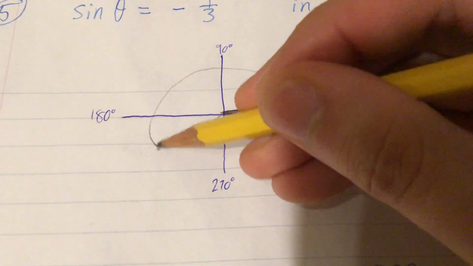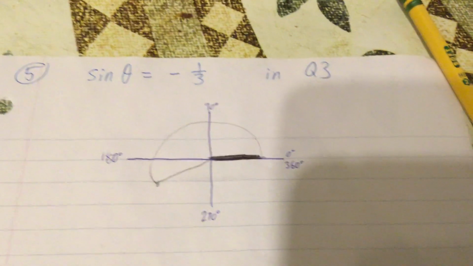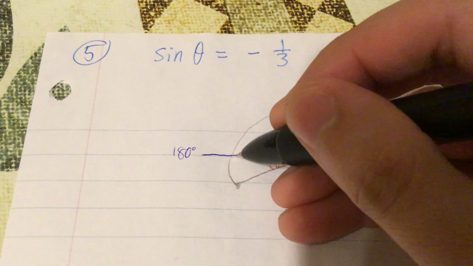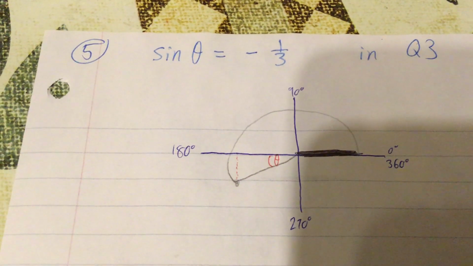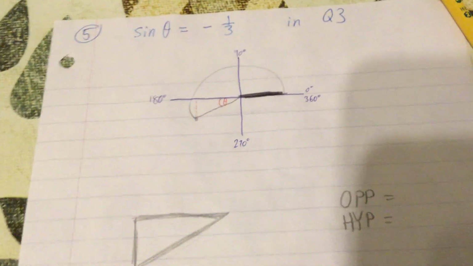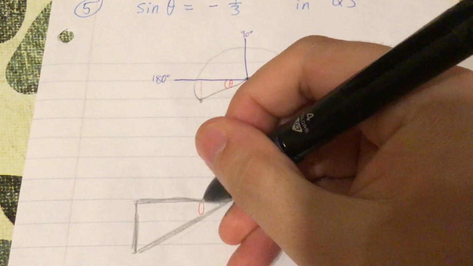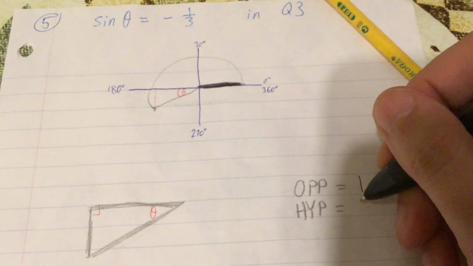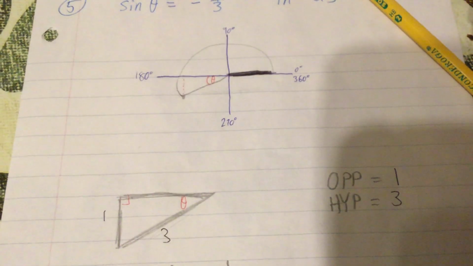Okay. Past 180, below 270. Considering that the terminal point needs to form an angle with the x-axis, I'm going to form my angle theta right there, and that forms my right angle with the x-axis. Sine is opposite over hypotenuse. Let's just take away the negative sign for now and make an angle theta with a 90-degree angle. The opposite needs to be 1, the hypotenuse needs to be 3. So this is what your diagram looks like, where you solve for angle theta as a reference angle.